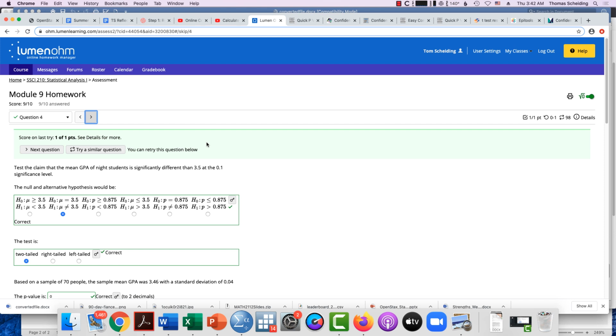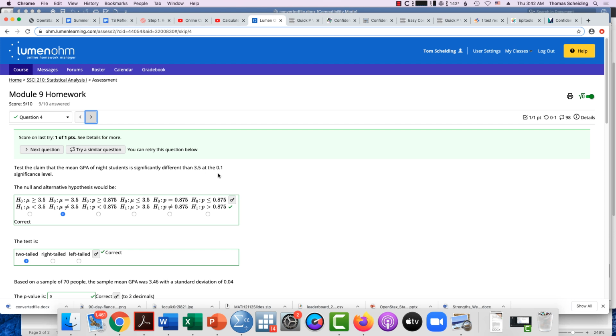So for number 4, what we're looking at here are probability values, and we need to test it at different significance levels. So if we're looking at all night students and we're looking at their mean GPA, that it's different than 3.5. So different would mean both left tail and right tail, or not equal.